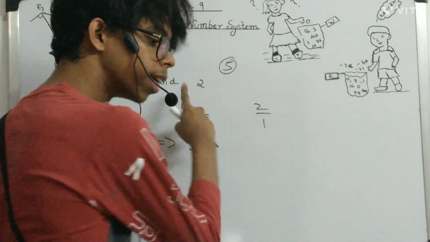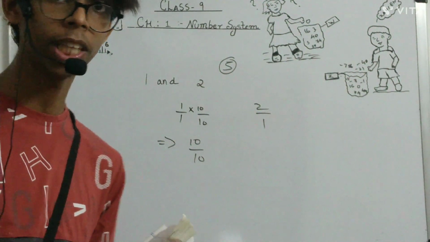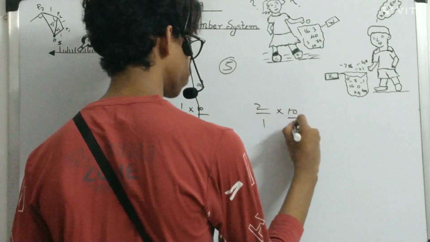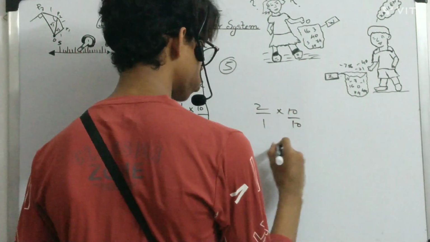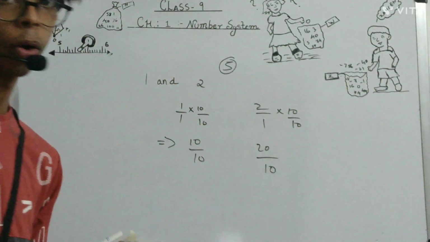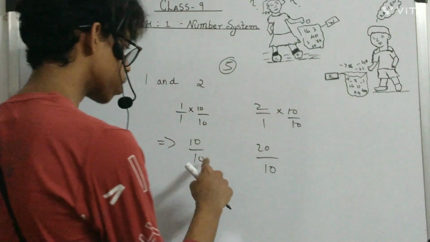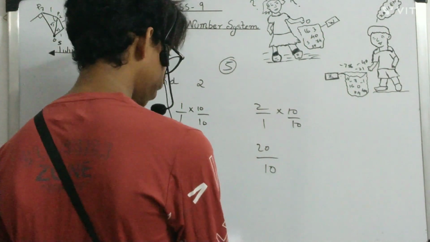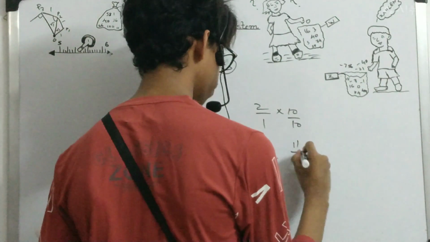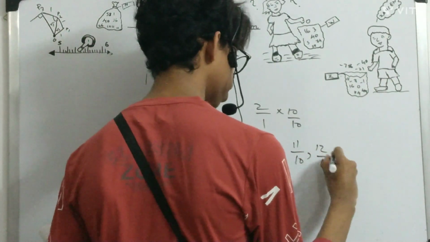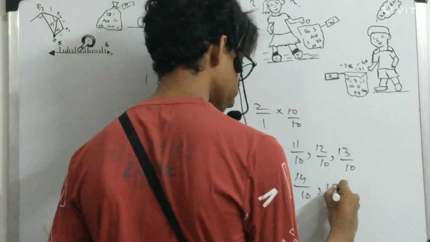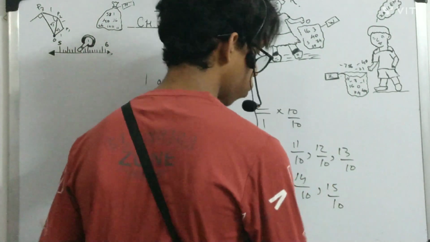When you are manipulating in the numerator, the same manipulation you have to do in the denominator. Similarly, here also I am multiplying and dividing it with 10. So what will I get over here? 2 tens are 20 and here I will get 10. Now here also it is very easy for us to find 5 rational numbers between 10 by 10 and 20 by 10. So what are those numbers? 11 by 10, 12 by 10, 13 by 10, 14 by 10 and 15 by 10.